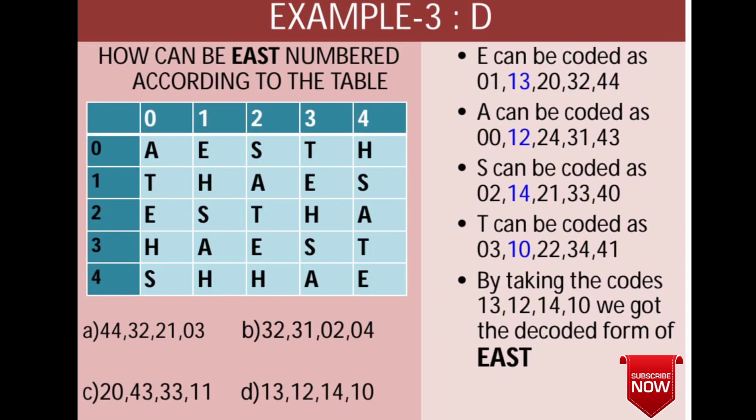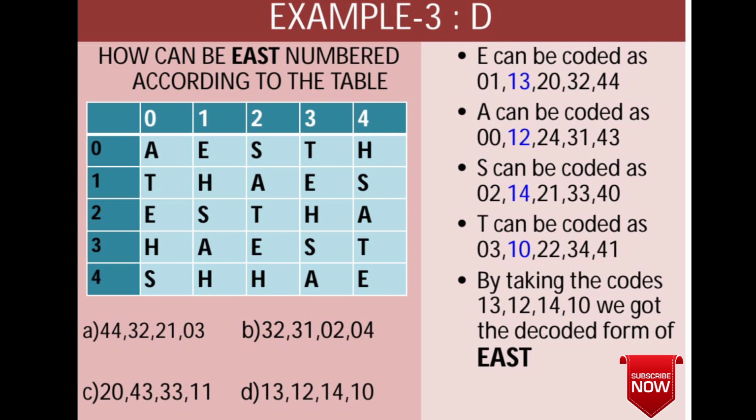Now let us see a type of matrix coding. This is example 3, based on matrix coding. How can EAST be numbered according to the table? According to most of you, it is the easiest question.